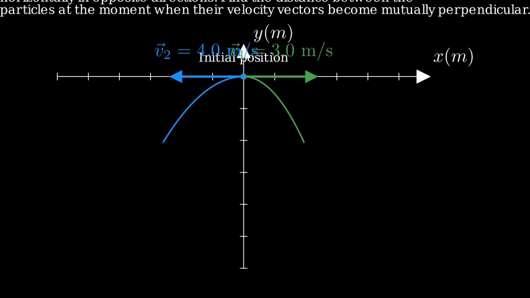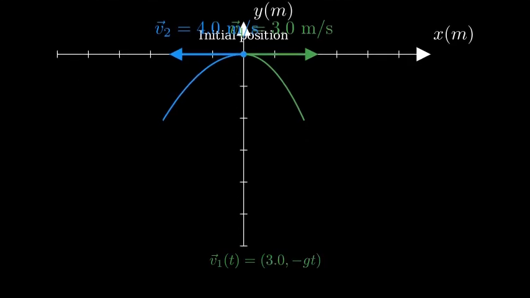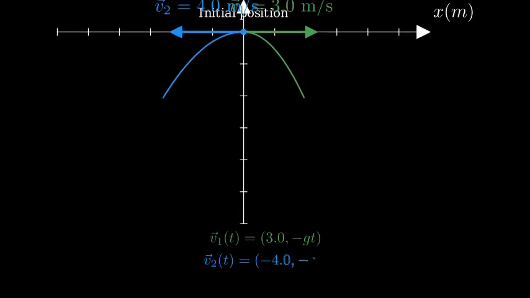At time t, the velocity vector of particle 1 is 3.0 meters per second horizontally and negative g times t vertically, where g is the acceleration due to gravity. Similarly, for particle 2, the velocity is negative 4.0 meters per second horizontally and also negative g times t vertically. We're asked to find the distance between the particles when their velocity vectors become perpendicular. Let's see what this looks like visually.